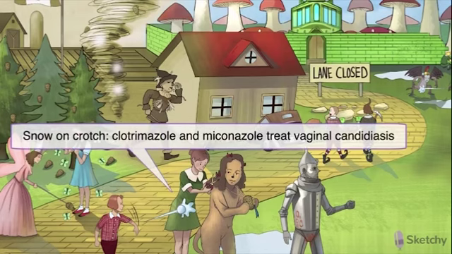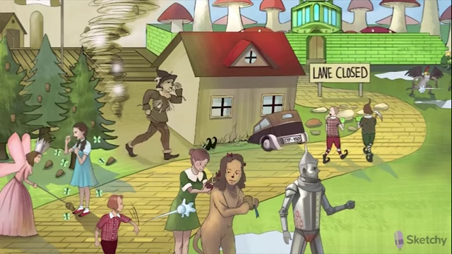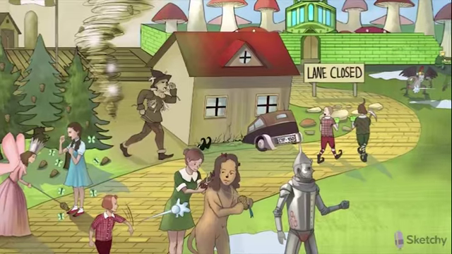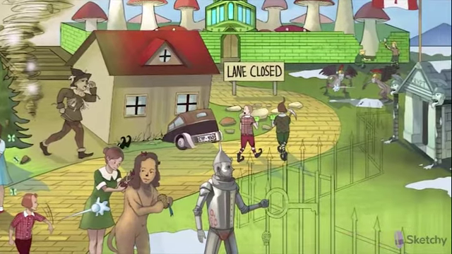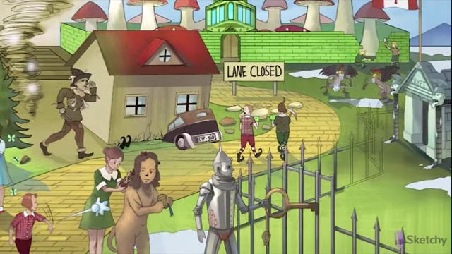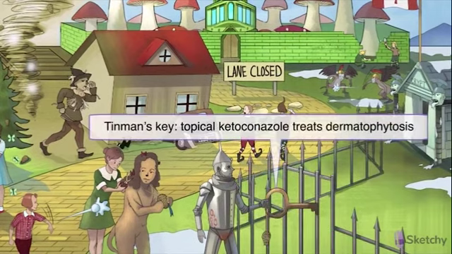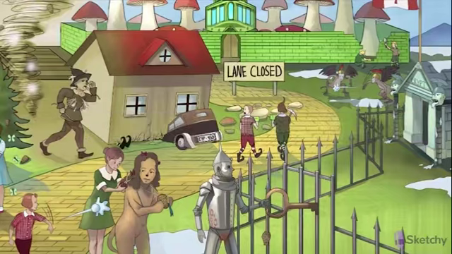Uncalled for. The last azole included in this sketch is ketoconazole. It's available as a cream to treat cutaneous dermatophytosis, such as tinea corporis. And that's why our tinea Tin Man is holding this key with the pine cone keychain. Ketoconazole is not usually used as a systemic agent because the other azoles have a much better safety profile. Ketoconazole has a greater propensity to inhibit mammalian cytochrome P450, for example.